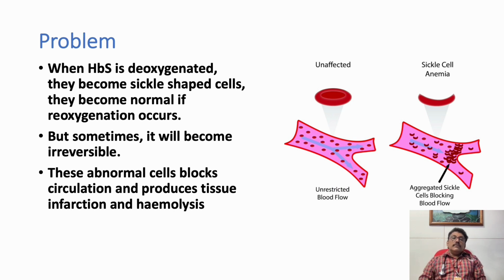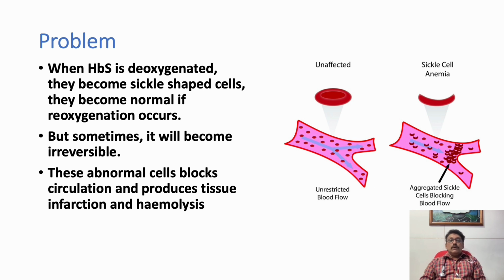Now, normally the RBCs are very flexible and round shaped, and they can move through the smaller blood vessels easily because they are flexible and because of their shape. Sometimes it is round shape or dumbbell shape. But whereas in sickle cell anemia, the shape of the RBC will be altered. It will become like a sickle. Both sides are very sharp.